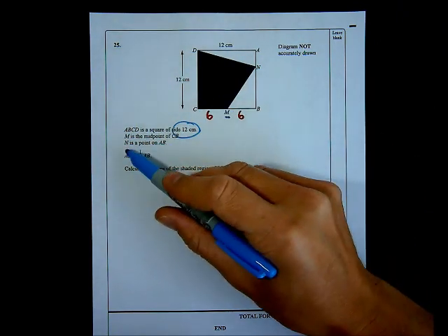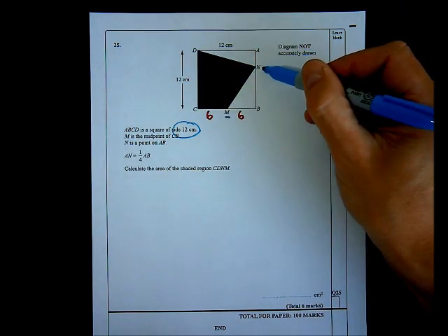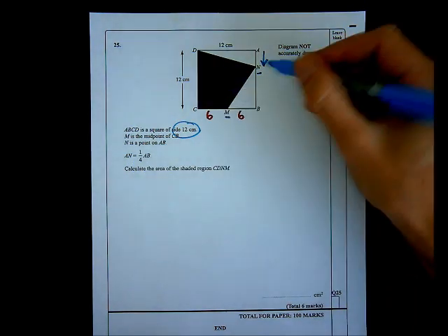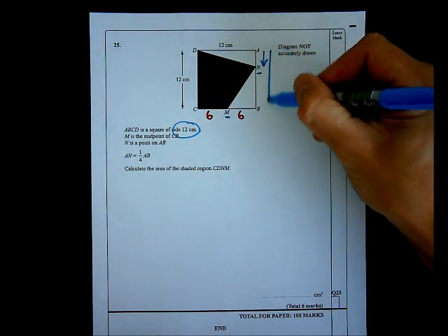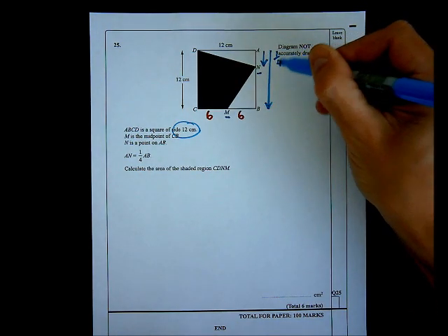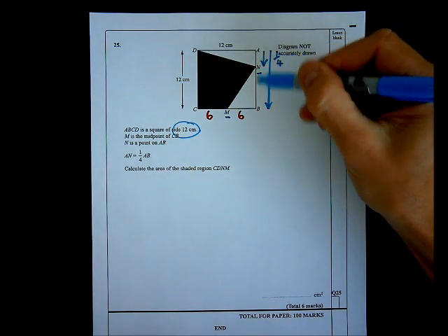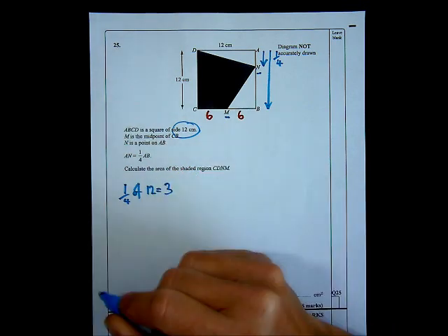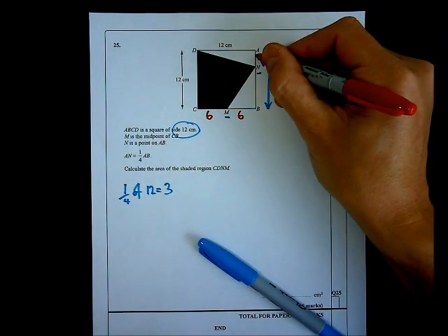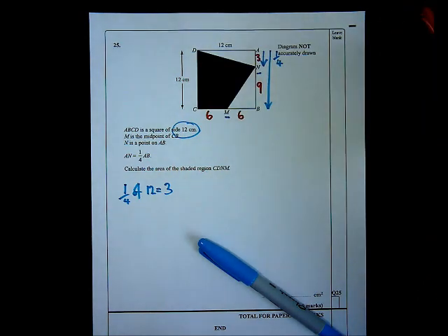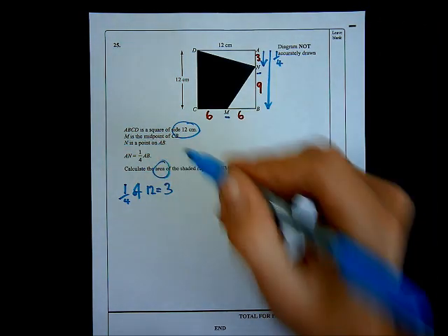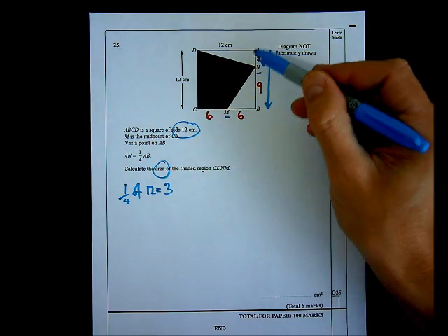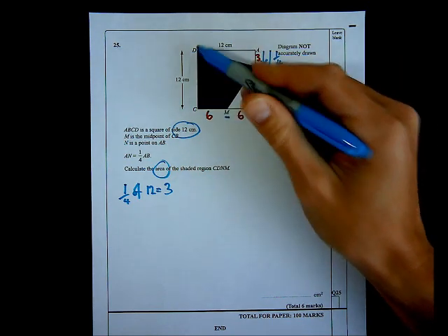I'm then told that N is a point on AB, which I can see, there's the point N. And I'm told that A to N, which is this distance, is 1/4 of A to B, which is this distance. So the shorter distance is 1/4. Now I know the full distance is 12, so 1/4 of 12 would be 3. So I can now write on that this distance is 3 and that this distance is 9. I'm then asked to calculate the area of the shaded region CDNM.